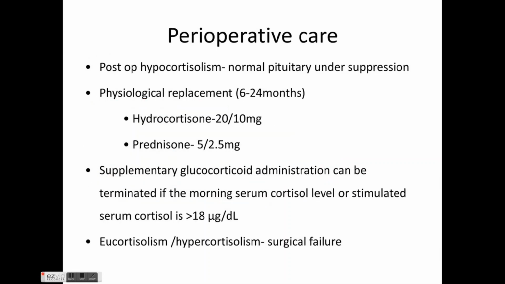Now, coming to perioperative care, since the normal pituitary is under suppression, it is always normal to have a post-operative hypocortisolism, for which the patient needs replacement therapy with steroids for 6 to 24 months, until the HPA axis has recovered. This therapy needs to be continued, and the normal maintenance dose is prednisolone 5 mg in the morning and 2.5 mg in the evening as per the circadian rhythm.